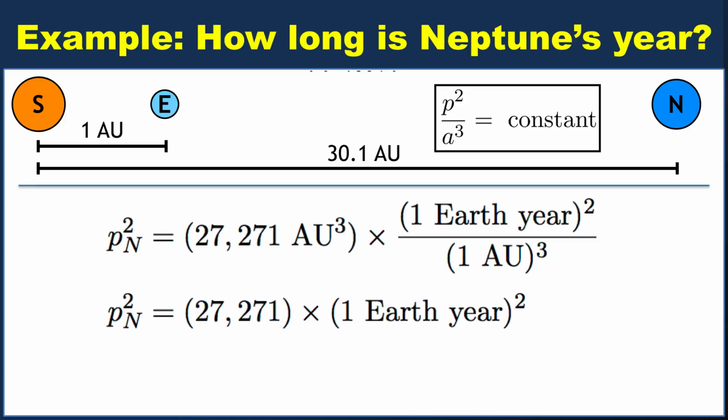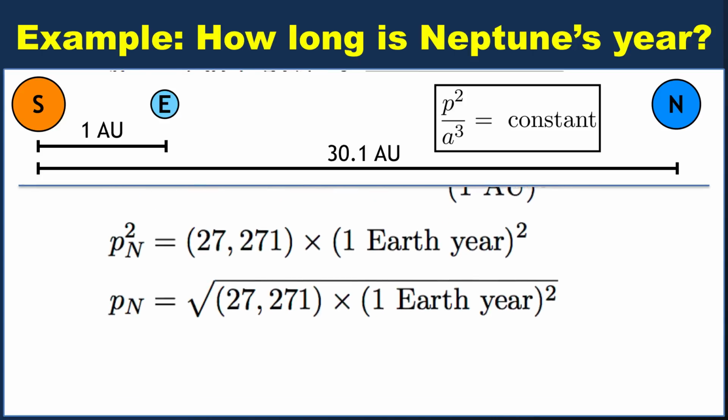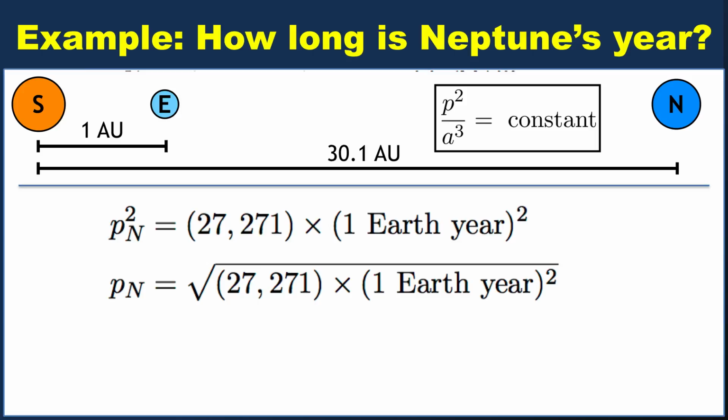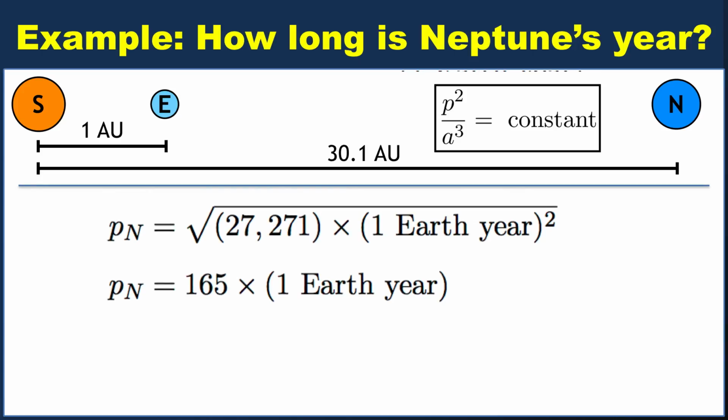We've solved for Pn squared, but we want to solve for Pn, the orbital period. So to do that, we have to take the square root of both sides, of course with the understanding that this should be a positive number. Periods are always quoted as positive numbers. So now you enter the square root of 27,271 into your calculator, and that comes out to be, to 3 significant digits, 165. So our answer is 165 times 1 Earth year.